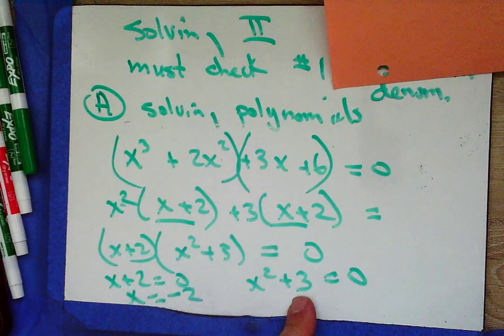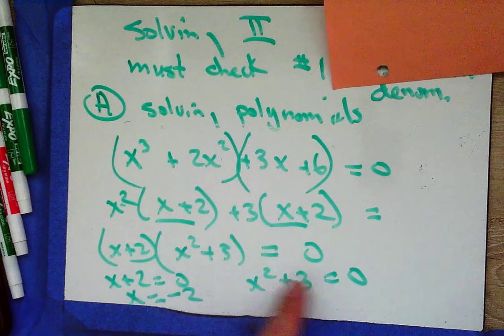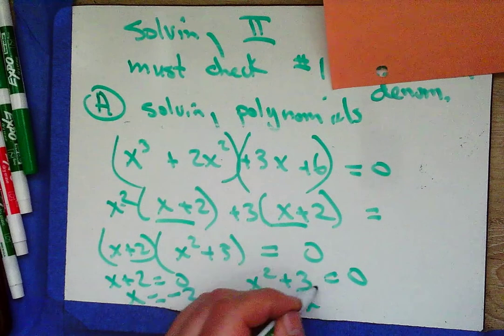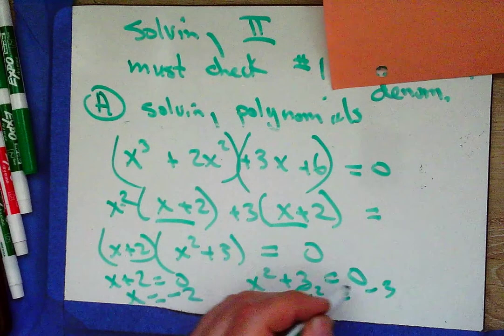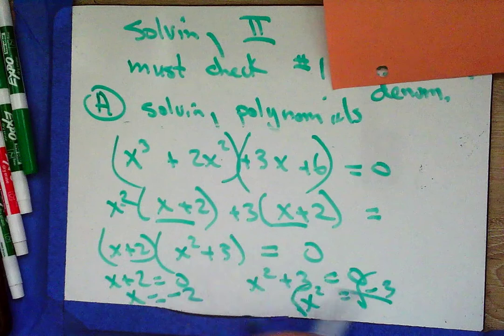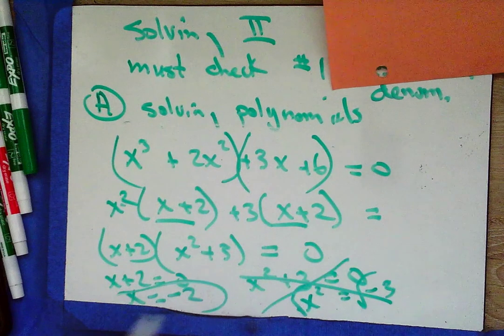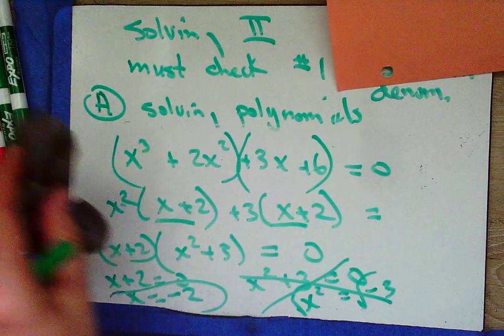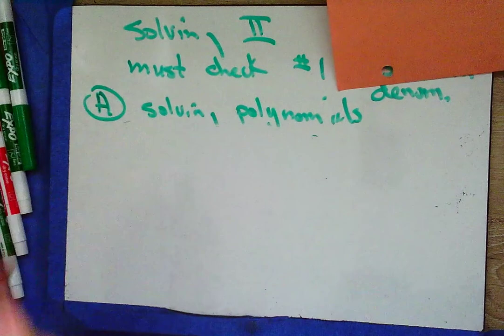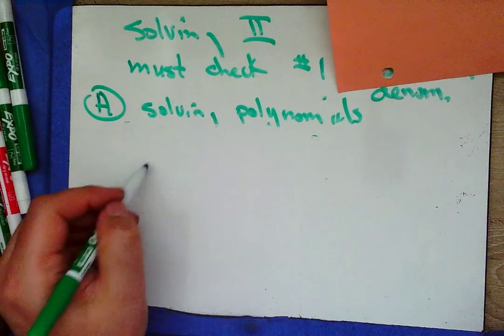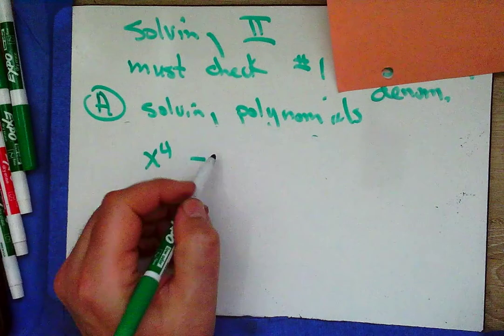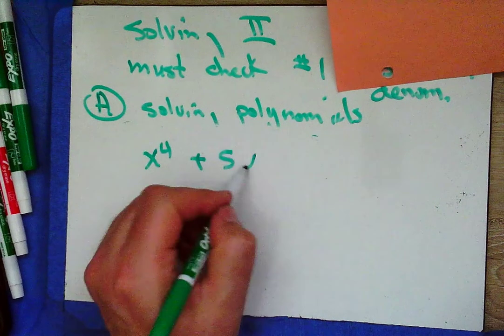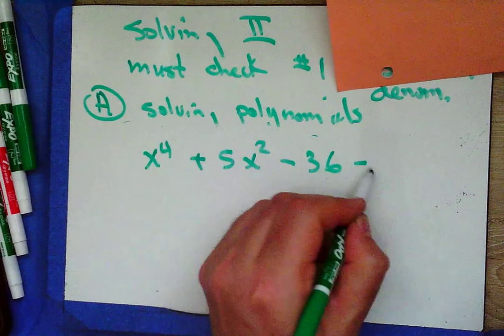But what about this one? I'm going to subtract 3 from both sides and take the square root. Can I take the square root of a negative number? No. So that doesn't produce any solutions. I only get one solution there. All right? How about this one? How about x to the fourth plus 5x squared minus 36 equals 0?